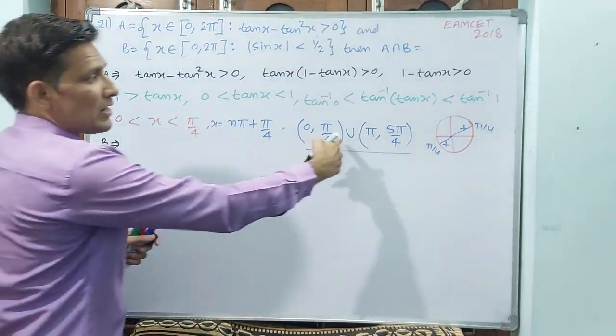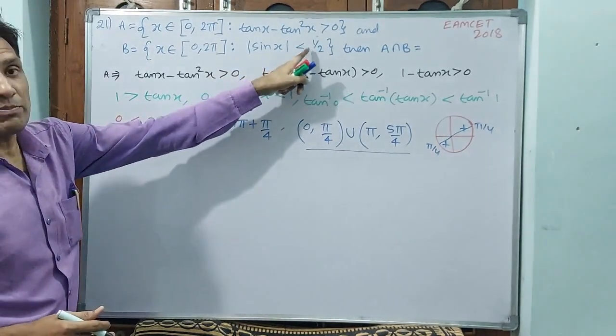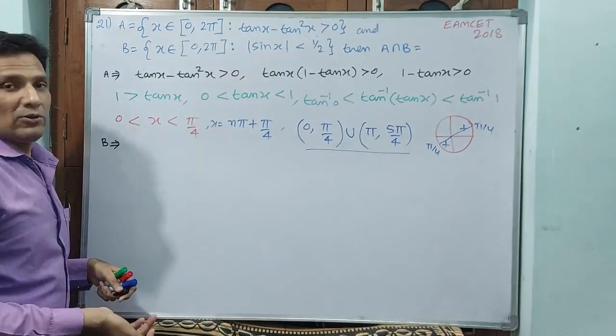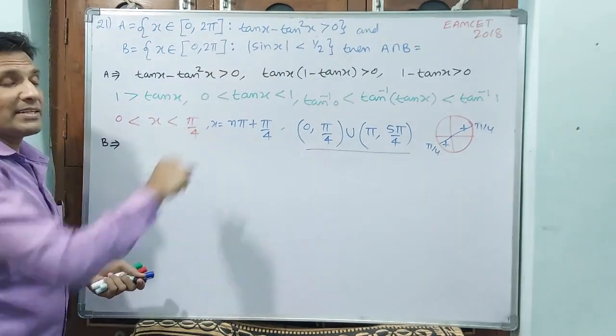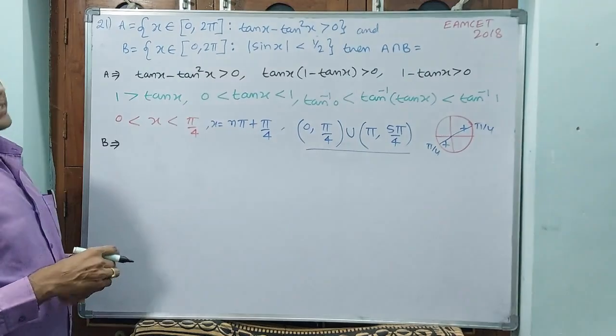See, A has come with 2 values, B will come with 4 values. Why? Because modulus is there. If you do modulus, plus or minus 1 by 2 will come. Plus or minus 1 by 2 means plus 1 by 2 itself gives 2 values, minus 1 by 2 itself again gives 2 values. 4 values will come. Afterwards, we have to do A intersection. Unless you observe carefully, it is going to become a difficult question.